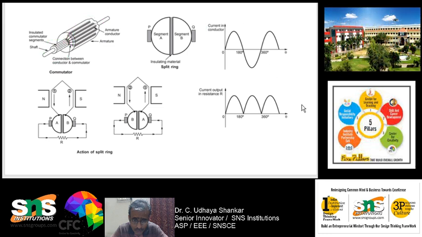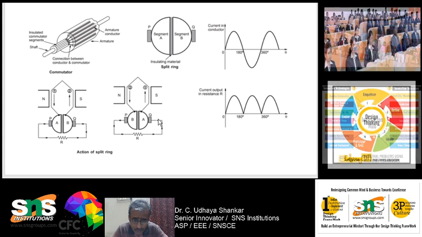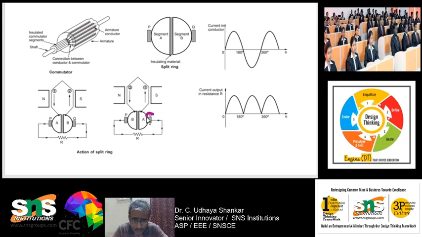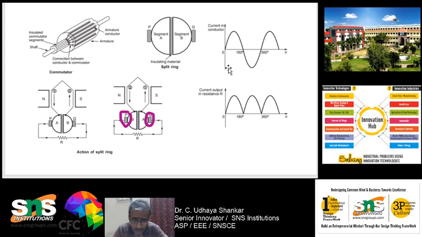Okay, hope you are clear. So now finally we will close with brushes. What is the use of the brush? Here you can see two brushes from the commutator. The commutator rotates along with the armature, whereas the brushes will always be idle. The brushes will never rotate.